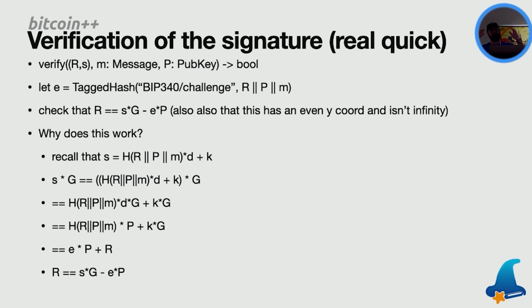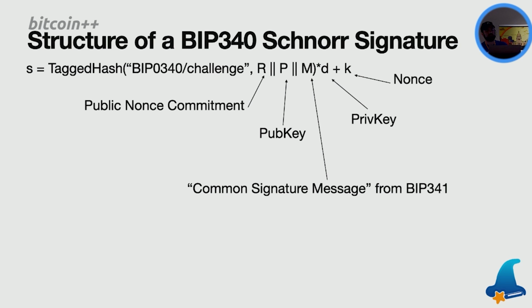What you're basically doing is you're reconstructing this challenge, and then you're multiplying it by public information that you have, and if it matches the R value that's committed in the signature, then it's a valid signature. So we're going to dig into what's actually in this signature that lets us build covenants.